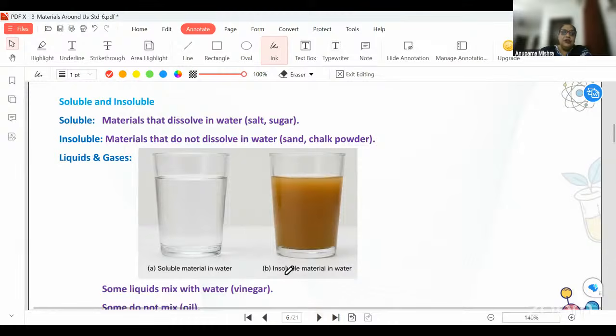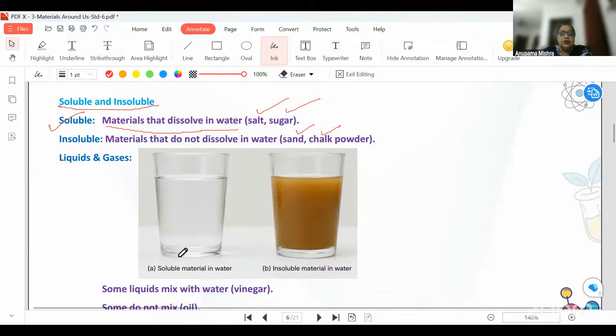Then comes soluble and insoluble. Soluble means what? Materials that dissolve in water easily, like salt and sugar. Materials which do not dissolve, like sand and chalk powder, are called insoluble solids.